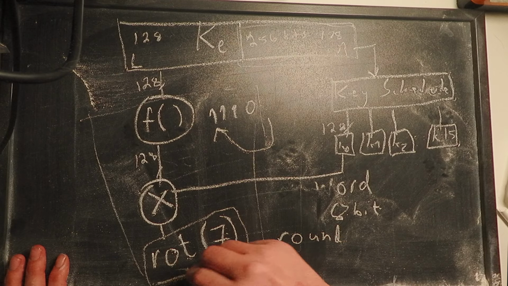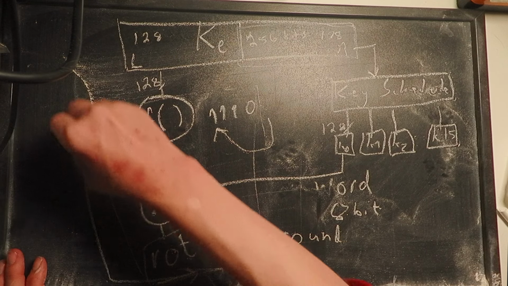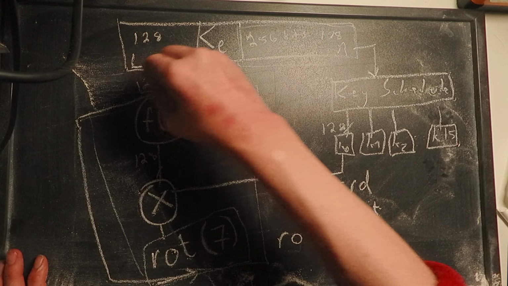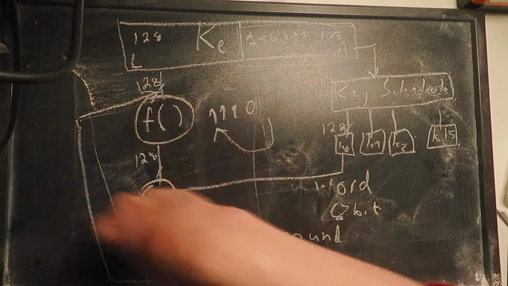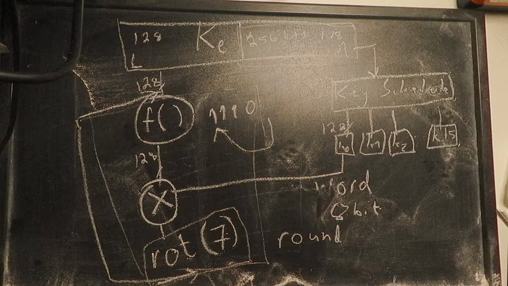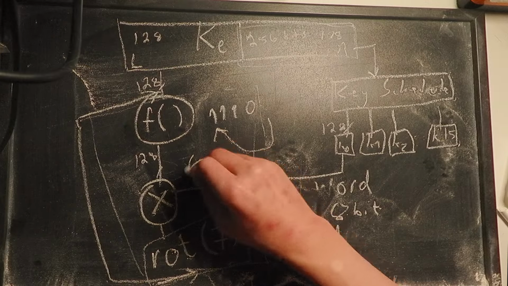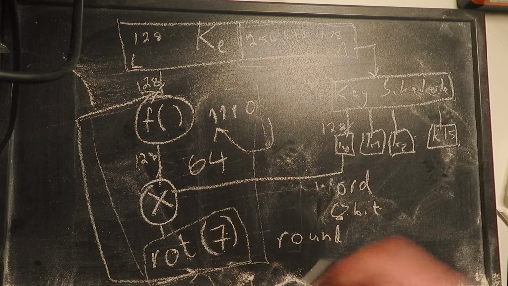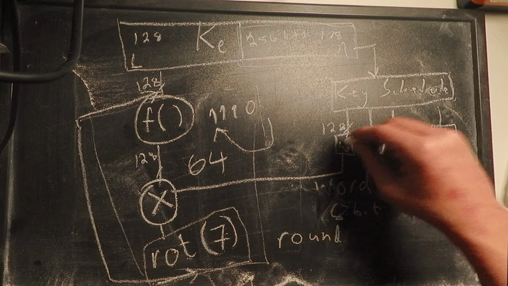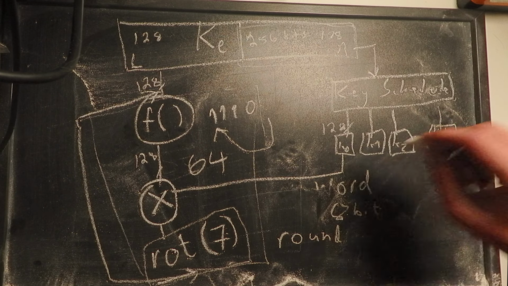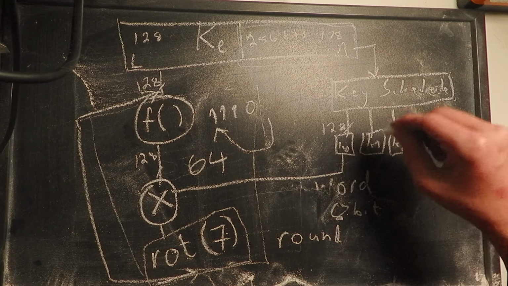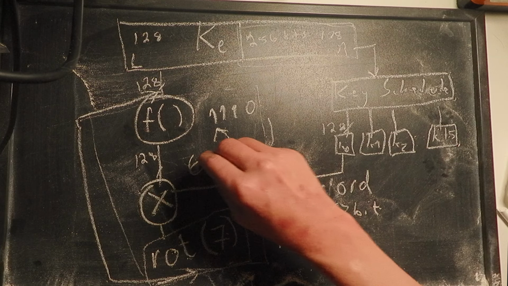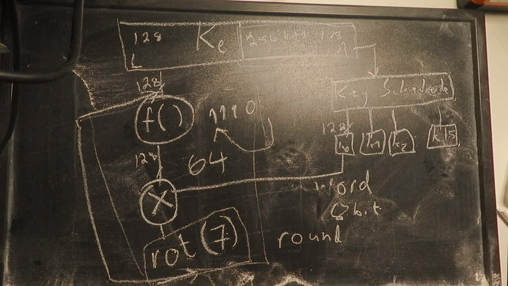And then we take the output from this and just do the next round, putting it into the F function. And this goes around like this until we have done 64 of these rounds. So first we do K0, then K1, K2, all the way up to K15, and we start over with K0, K1, etc. 64 times. And then the cipher is initialized.